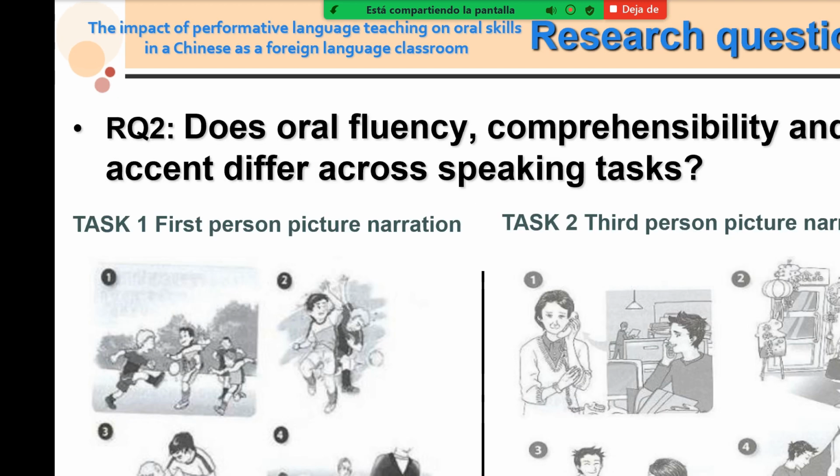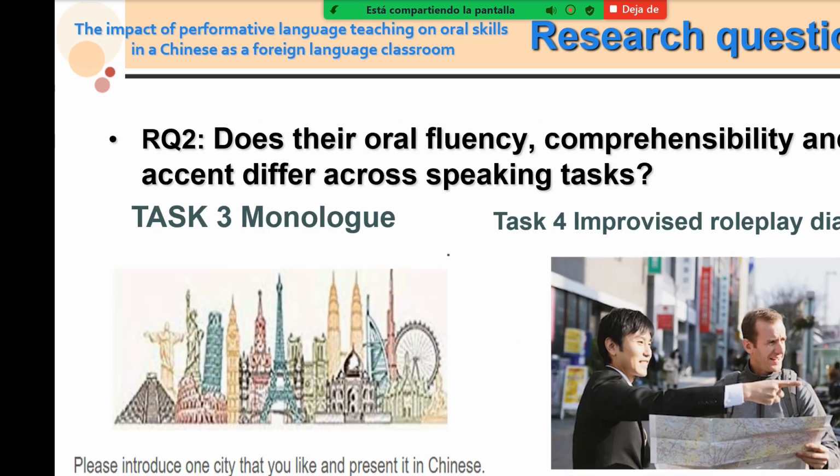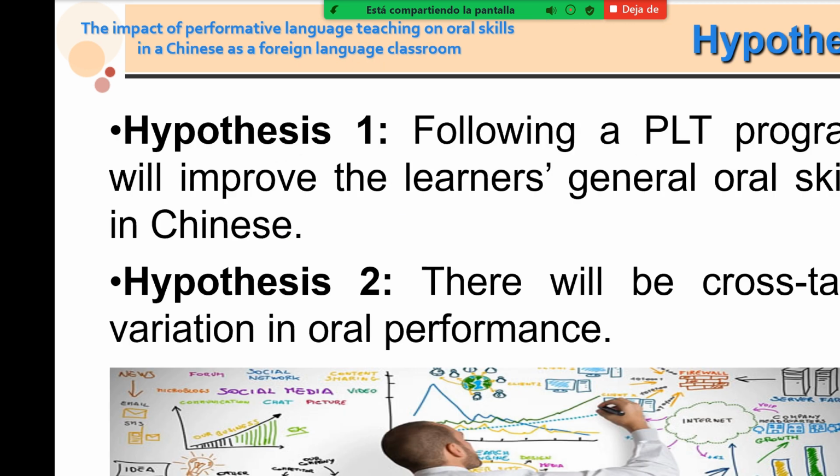So we gave them 4 tasks. Task 1 was a first-person picture narration. They have to see the pictures and tell the story in Chinese, obviously. Then task number 2, they have to use the third person. And then we have a monologue about introducing a city that they like, and an improvised role play dialogue with the teacher, where they have to play the role of an international student in Chinese.